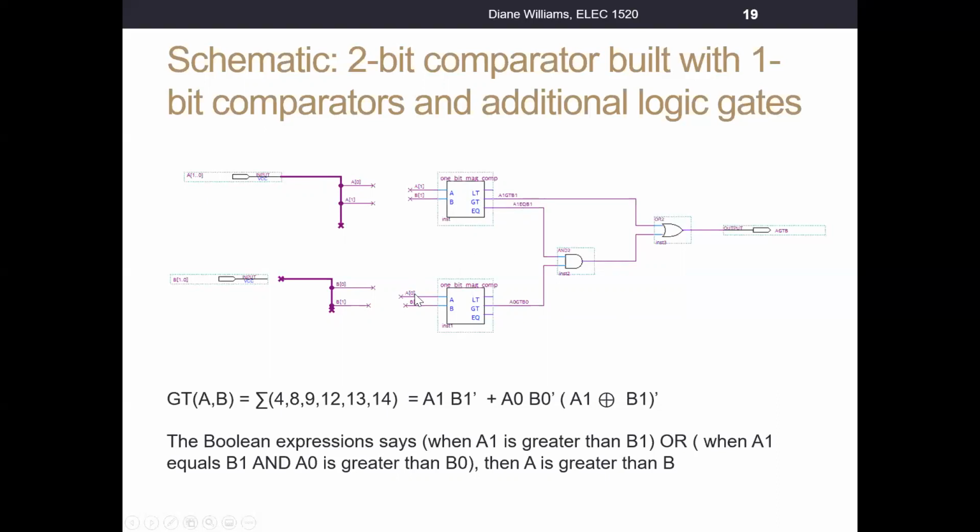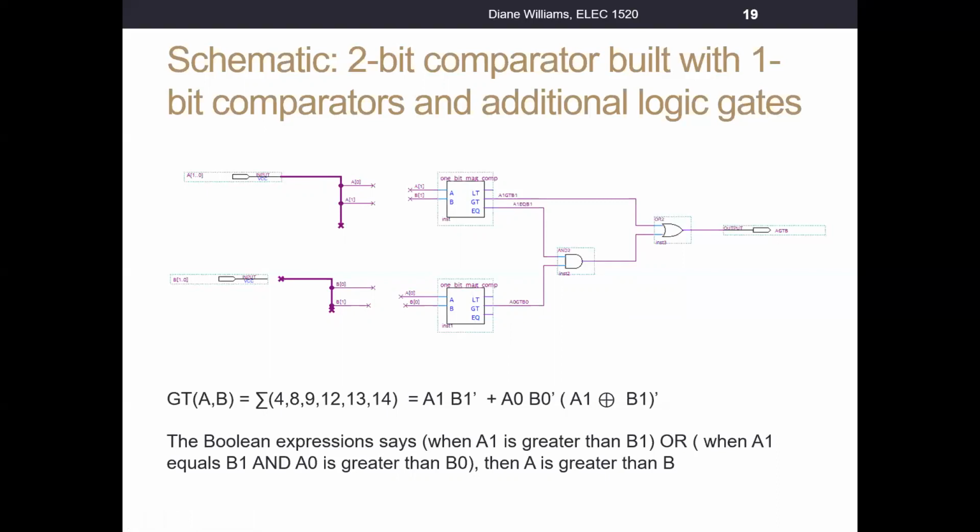Right. Down here, similarly, we're comparing the 0 bits. So A0, B0. This output would tell us when A0 is less than B0. Right. This output tells us when A0 is greater than B0. This output tells us when A0 is equal to B0. Right. I only wired in what I needed for the greater than circuit.